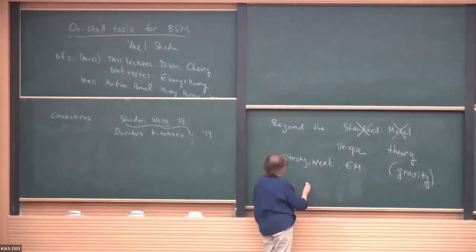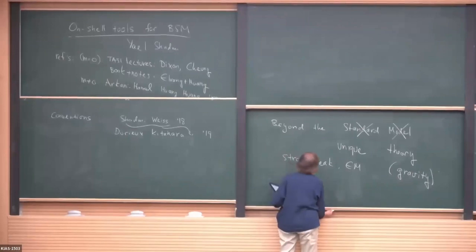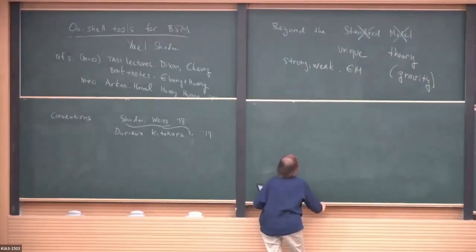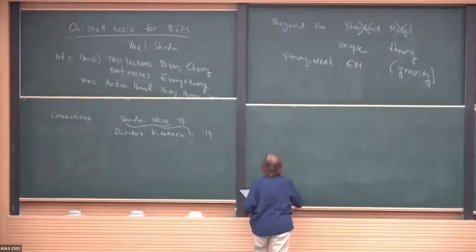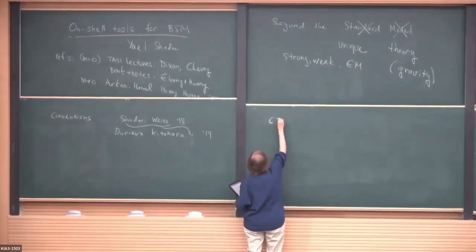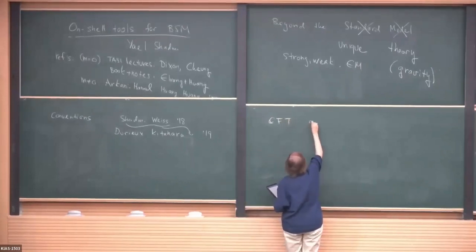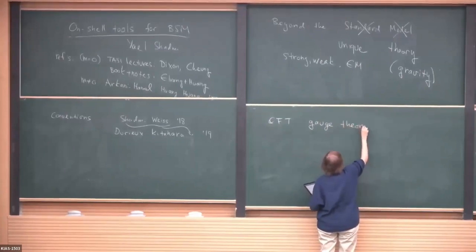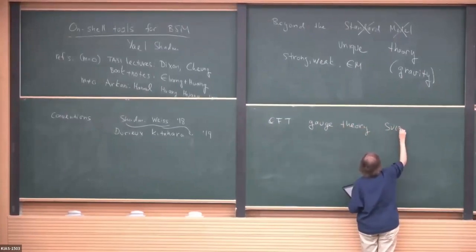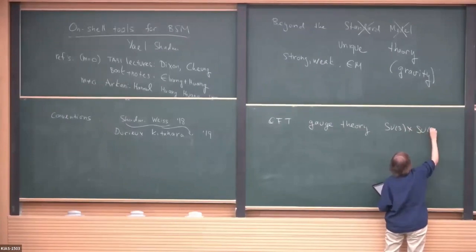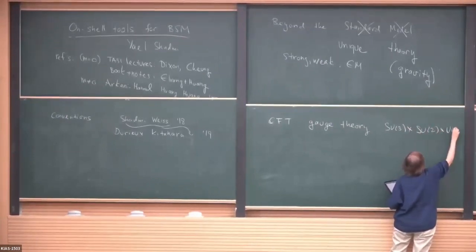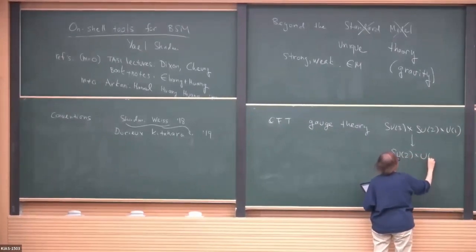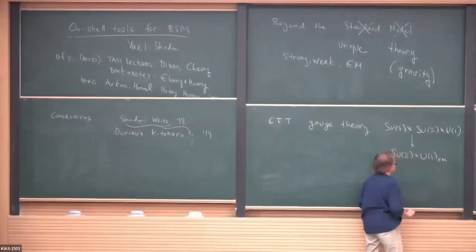Now, if you think about the different interactions we have here, this theory, of course, is a quantum field theory, and specifically, it's a gauge theory with SU(3) × SU(2) × U(1) broken down to SU(2) times U(1) electromagnetic.